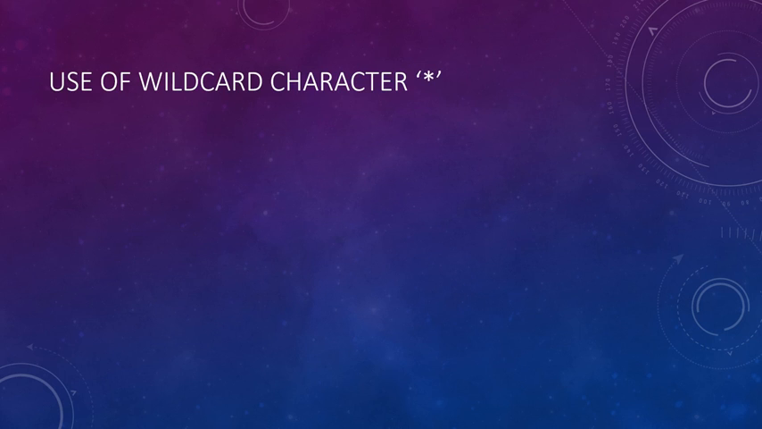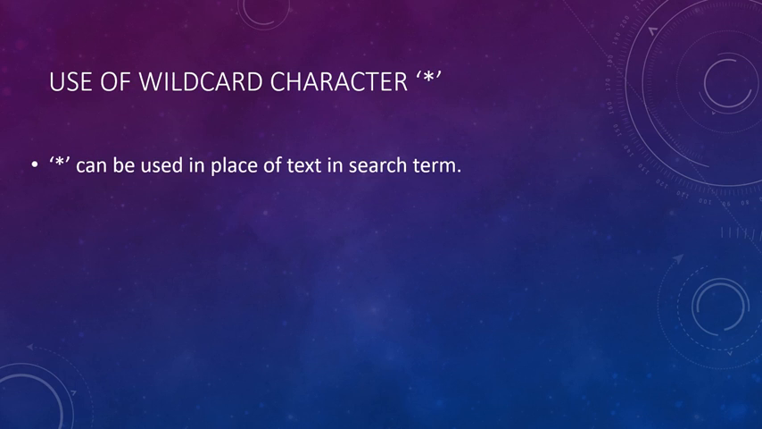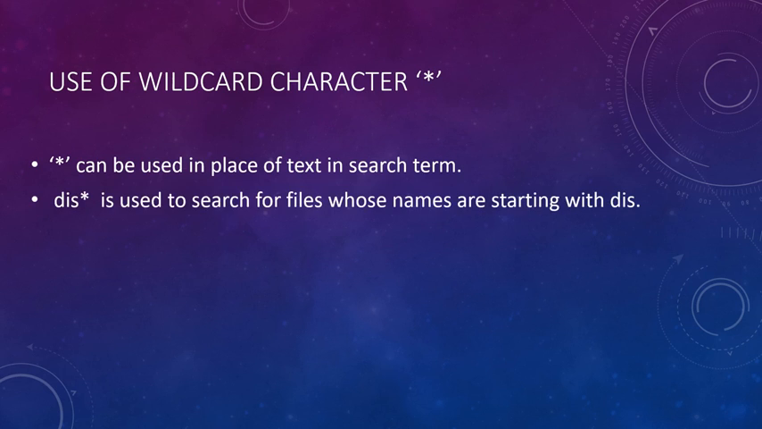Use of wildcard character asterisk. Now we'll see the uses of asterisk in different cases. Asterisk can be used in place of text in a search term. That means you can replace the full name. Now if you write this followed by asterisk, it is used to search for files whose names start with this. So if any file name starts with this but you don't remember the rest of the name, then you can just put this and star.